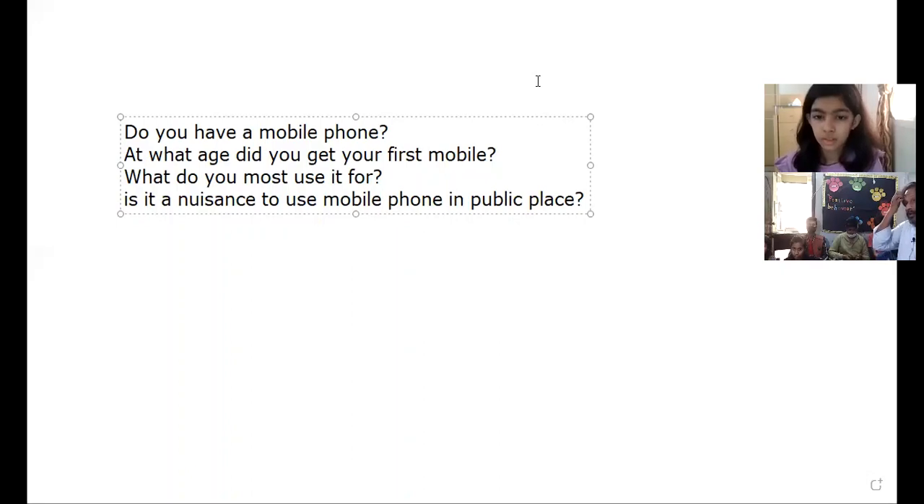Now remember, I had already given you these four questions, and I told you that you would be answering them in the classroom. You see there are four questions here. Do you have a mobile phone? At what age did you get your first mobile? What do you most use it for? Is it a nuisance to use a mobile phone in a public place like buses or trains? Sitting in a lobby and using a mobile phone, shopping, does it look good or not? You have got to answer these questions.